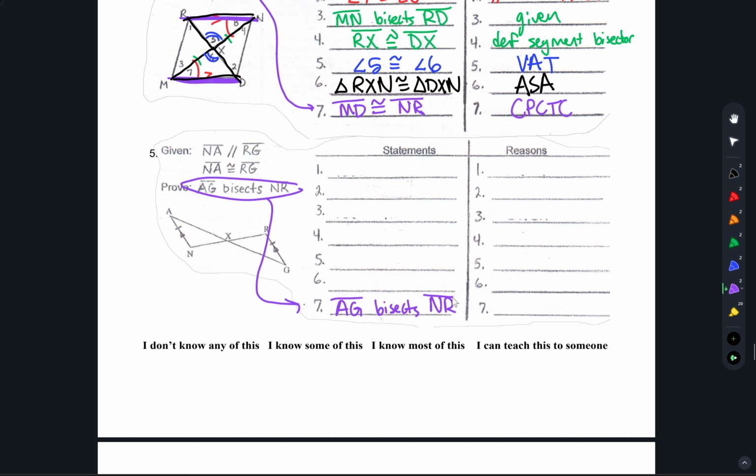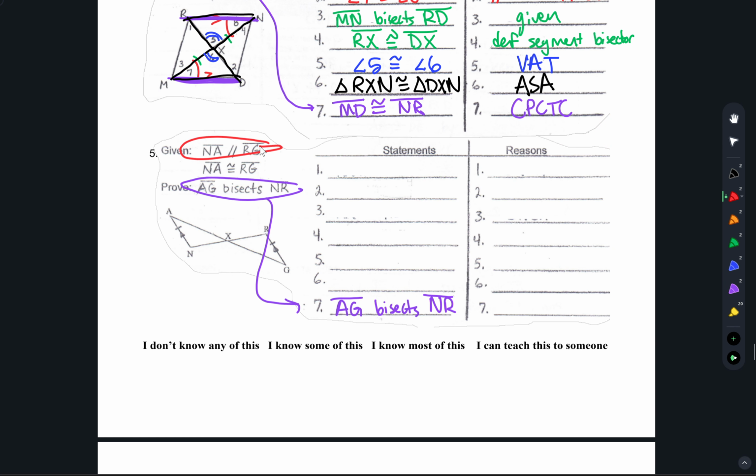Remember, CPCTC literally means corresponding parts of congruent triangles are congruent. So if your proof statement doesn't say something is congruent to something else, don't rush ahead and put CPCTC in that spot for the reason. Because it's not going to be AG bisects NR through CPCTC. We're going to have an extra step this time. Go back to the beginning.